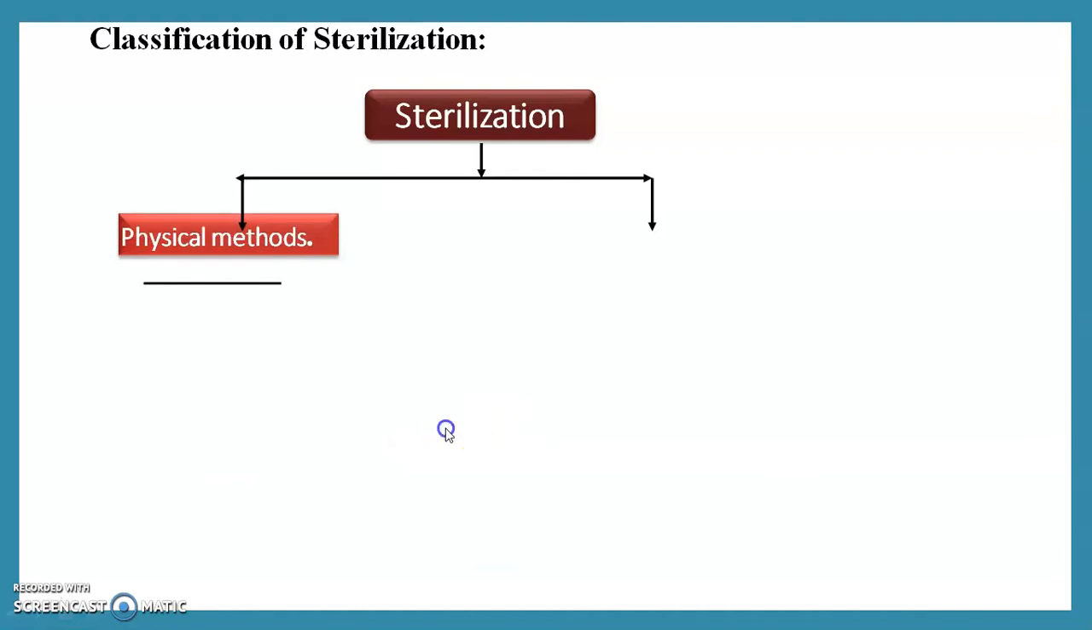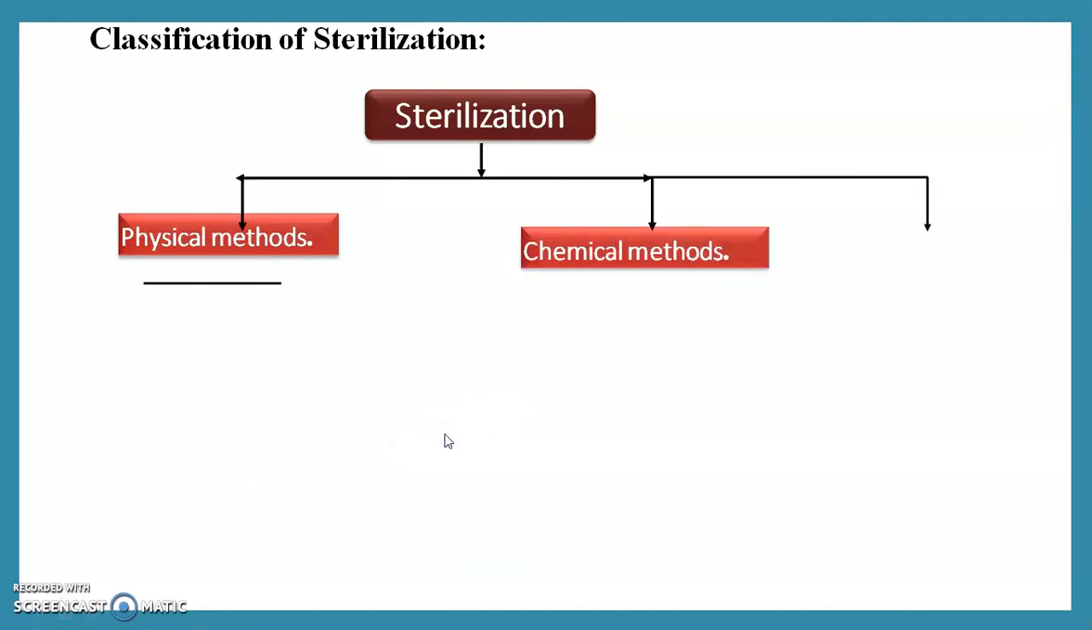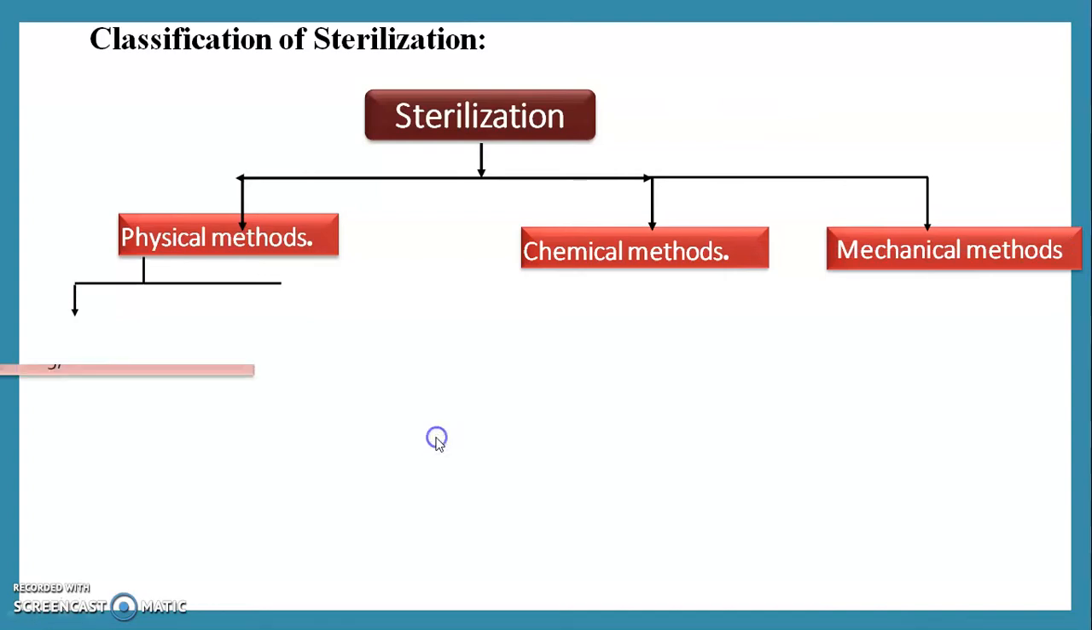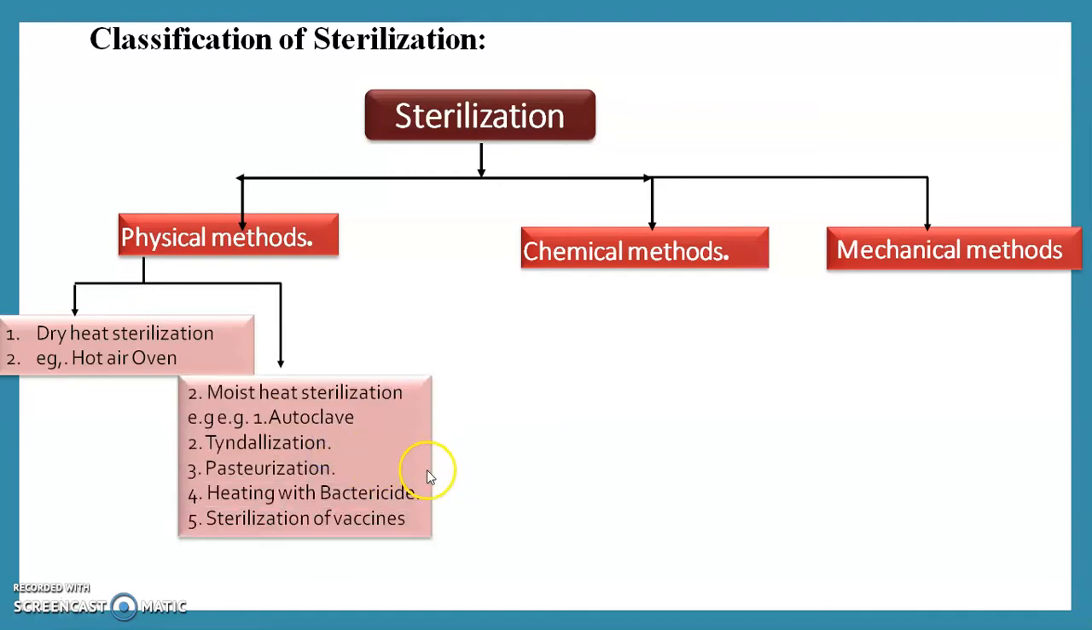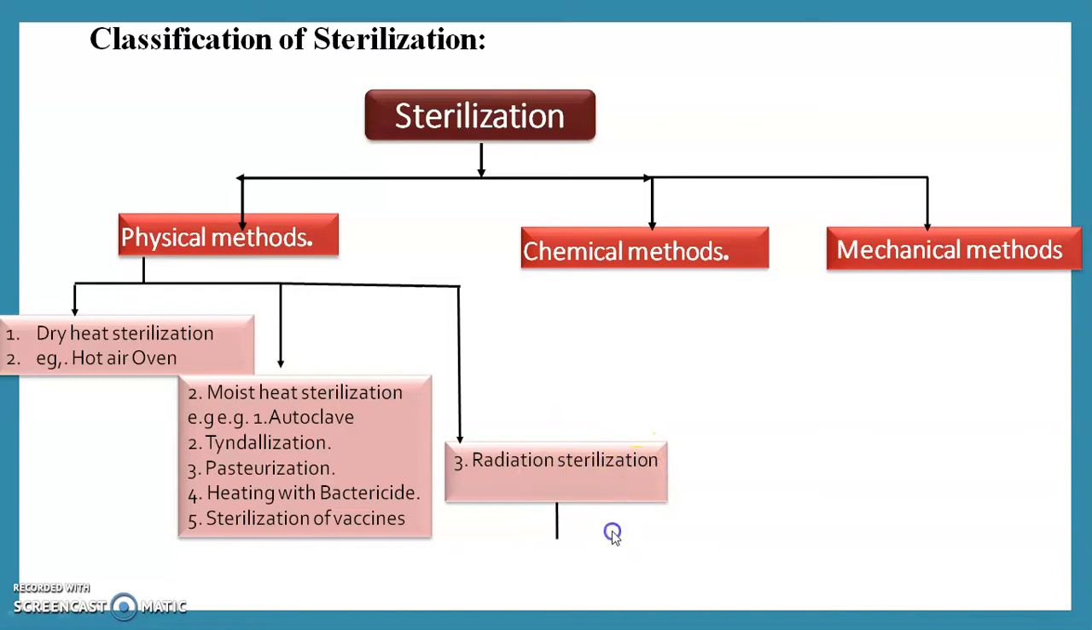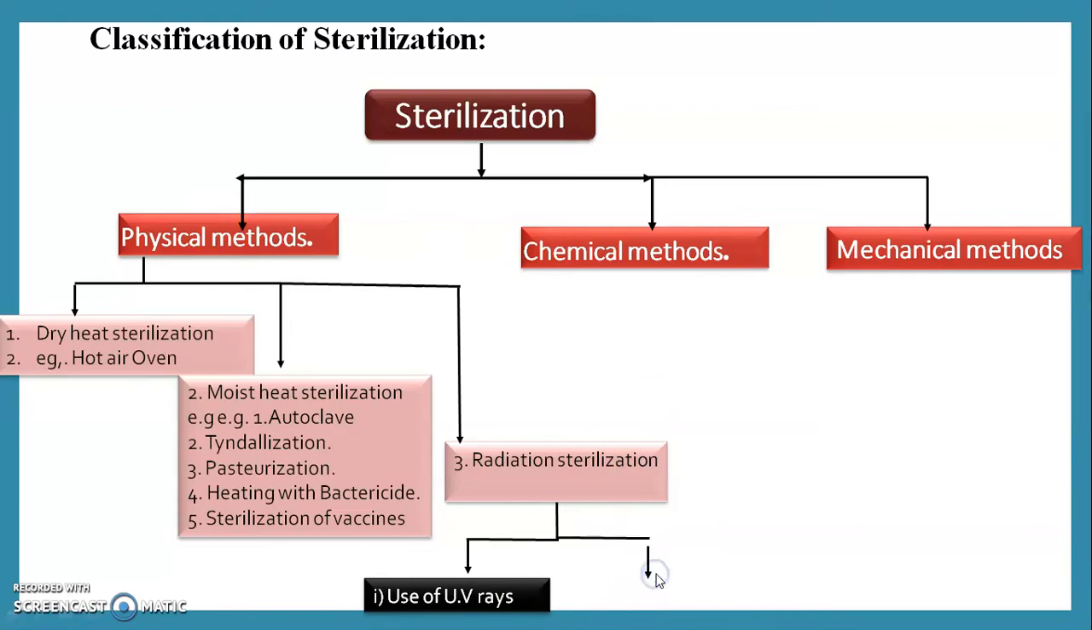Then we see the classification of sterilization. Sterilization can be classified into three main groups: physical method, chemical method, and mechanical method. Physical method is further divided into dry heat sterilization, example hot air oven; moist heat sterilization, example autoclave, tyndallization, pasteurization, heating with bactericide, and sterilization of vaccines. The third physical method is radiation sterilization. This is again divided into use of UV rays and ionizing radiation.